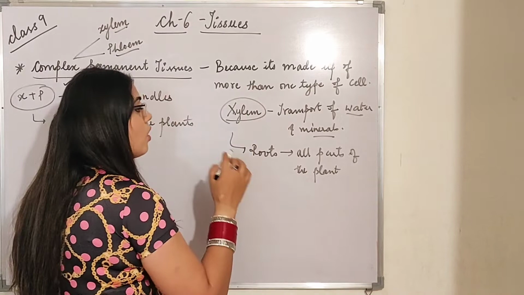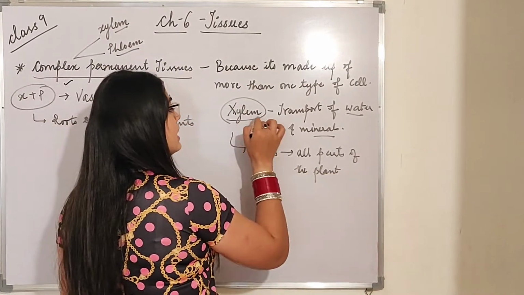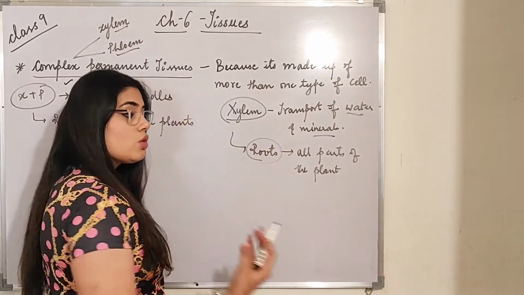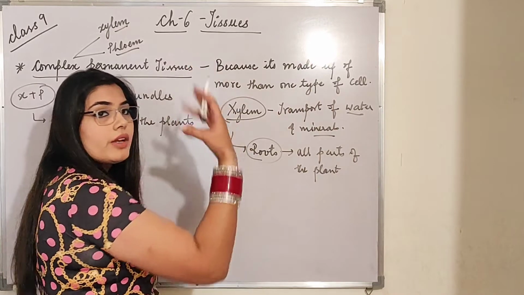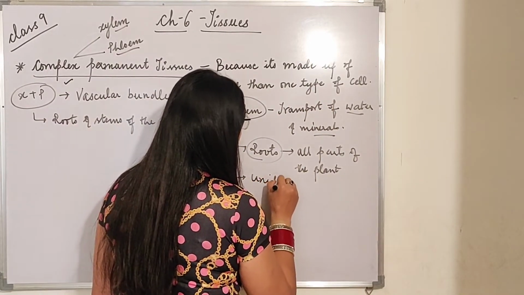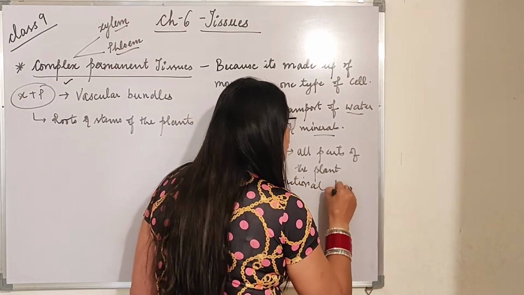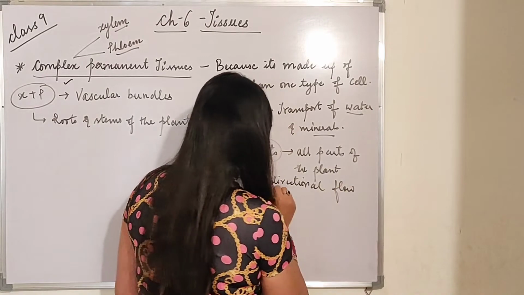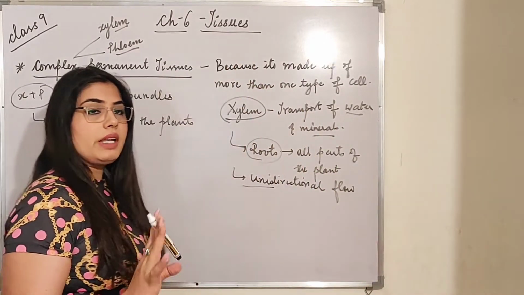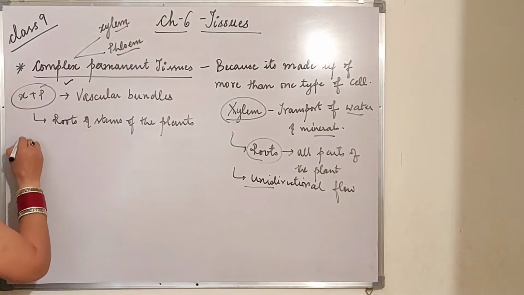All the parts of the plant will receive the water and the minerals that are taken by the xylem from the roots. So obviously the flow will be in the upward direction. That is why they have a unidirectional flow. Uni means in one direction. So that means from bottom to top only the movement takes place in case of xylem. Then comes phloem.